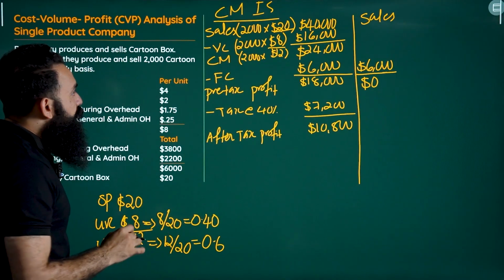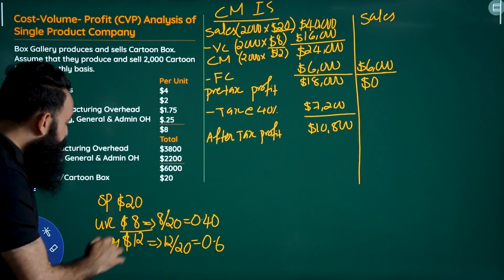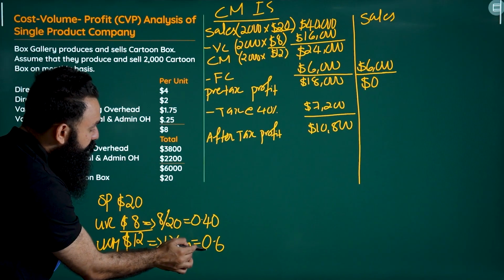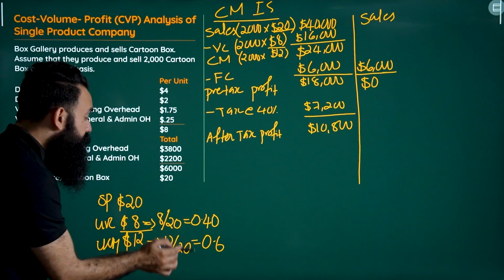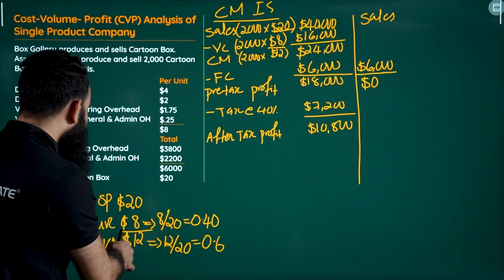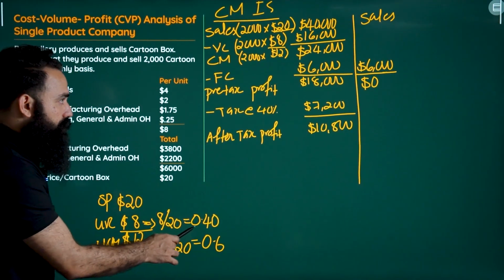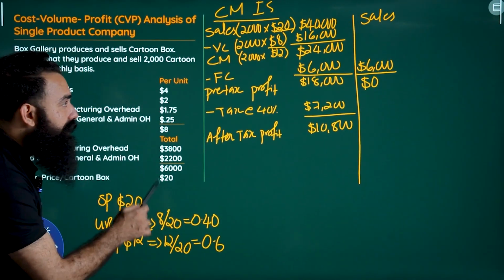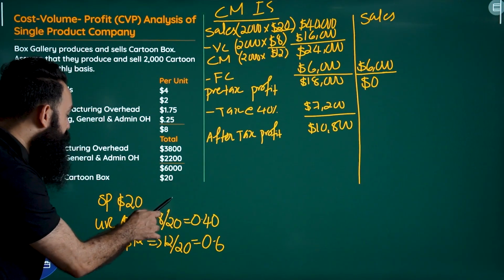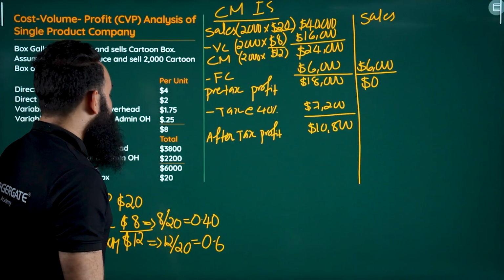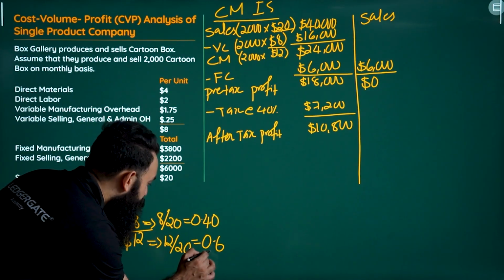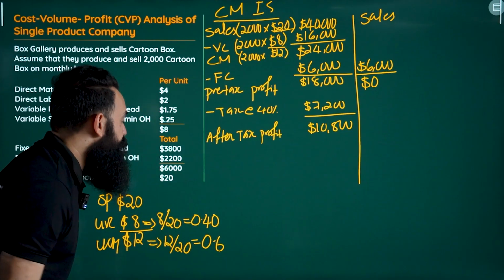That's why in every case, contribution margin per unit, contribution margin ratio and variable cost ratio. What does it mean by ratio? How much percentage of sales belongs to variable cost? That is variable cost ratio. And how much percentage of sales belongs to contribution margin, right? That is contribution margin ratio. So this is our contribution margin ratio. This is our variable cost ratio.